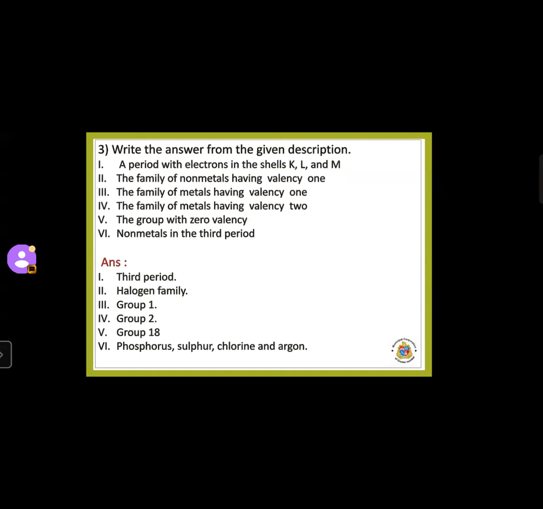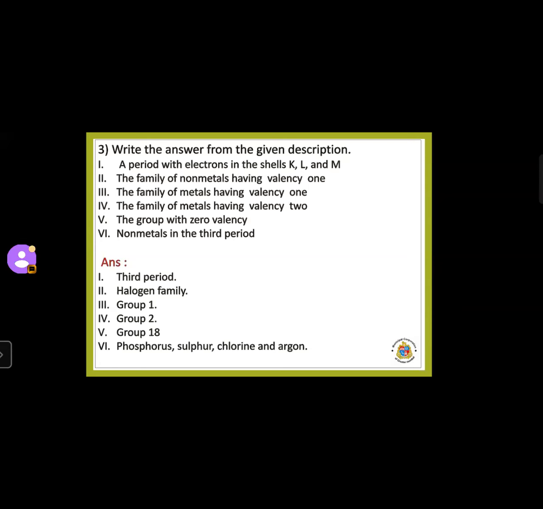The family of metal having two valency means the outermost shell of that atom consists of two electrons, means that is group 2. So third answer is family of metal having valency 1, that is group 1. All the metals are of group 1. The family of metal having valency 2 means that answer is group 2. Outermost shell consists of two electrons, so that is group 2.